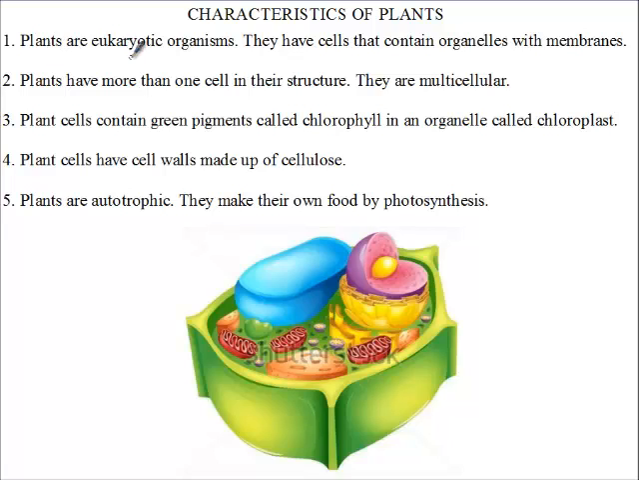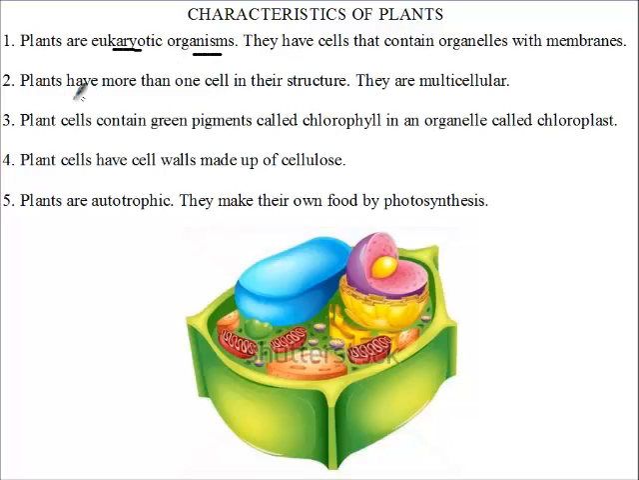Firstly, plants are eukaryotic organisms. When we say an organism is eukaryotic, that means the organism has a nucleus enclosed in a membrane. So that means there is something surrounding the materials inside the nucleus. They have cells that contain organelles with membranes. These are what we call eukaryotic organisms.